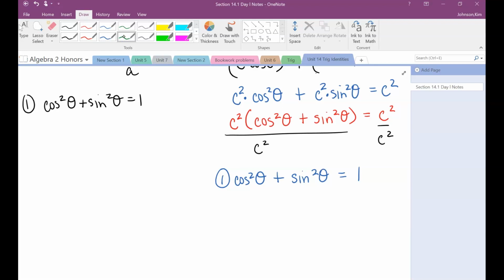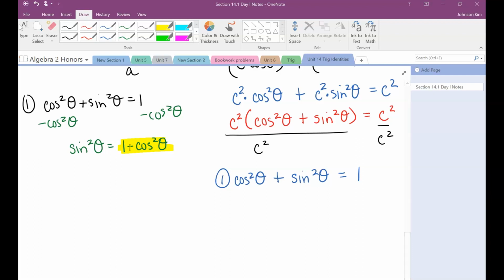Now, this is super helpful. Recognizing cosine squared of theta plus sine squared of theta helps you simplify expressions so fast and so easily. But I want to highlight that I might see this identity in multiple different formats. If I subtract cosine squared of theta from both sides, I could see this identity as sine squared of theta is equal to 1 minus cosine squared of theta. So maybe I see the expression 1 minus cosine squared of theta, and I just substitute it with sine squared of theta.